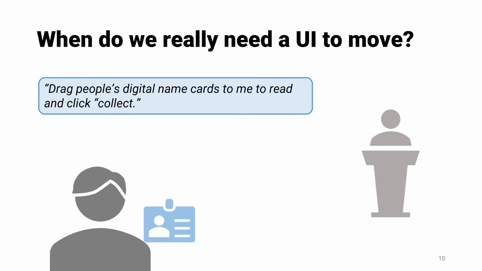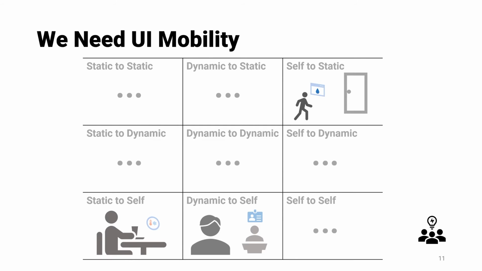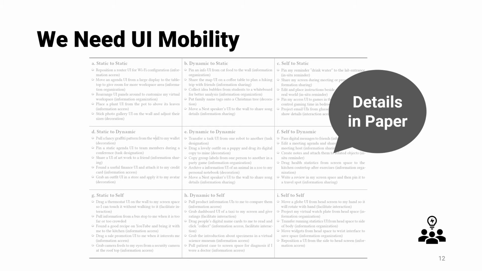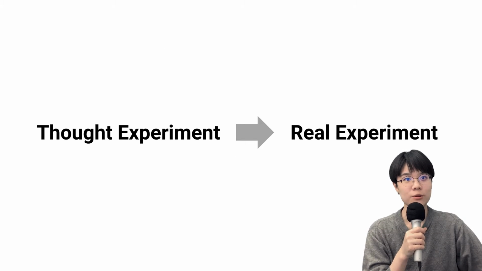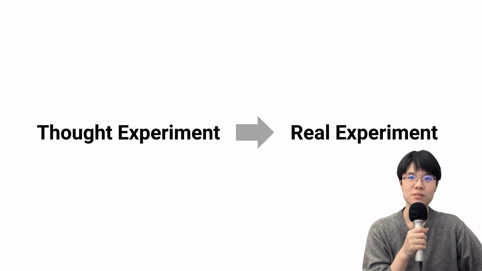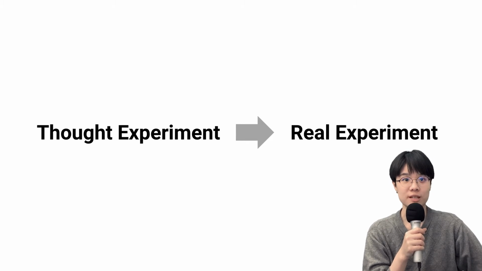In this way, we organize users' needs in a table. Please refer to our paper for details. Beside the thought experiment, we are curious. Can we prototype a system to cover all these needs? How will users react to it?